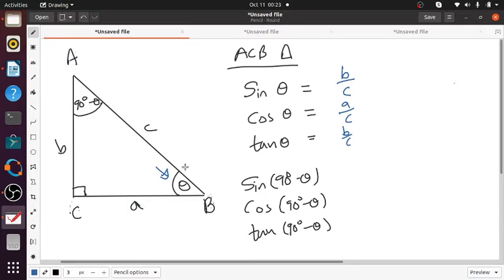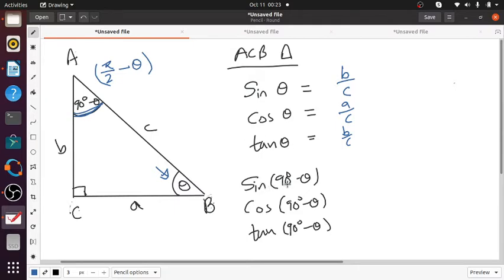Now we can also define trigonometric ratios for the other angle. This is a right angle triangle. If this is theta, this would be 90 minus theta. We can also call this pi by 2 minus theta, right? Same thing. This is in radians, this is in degrees.